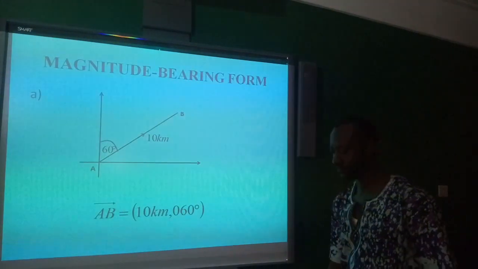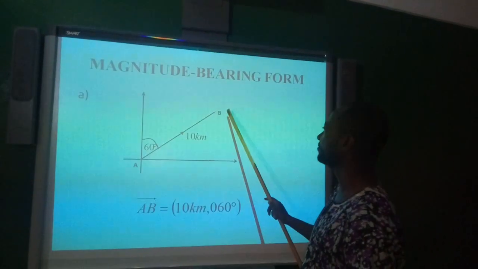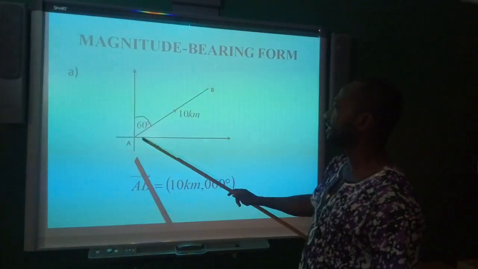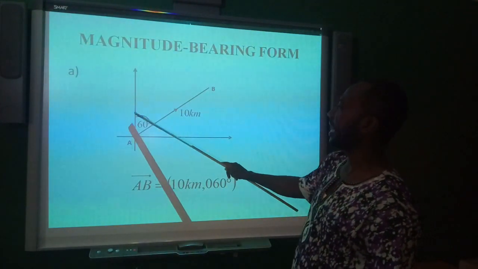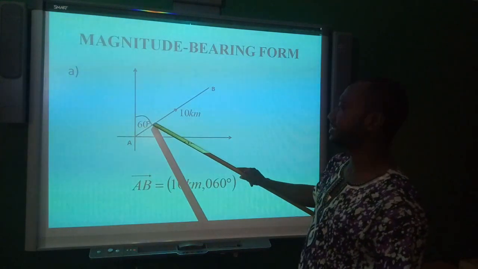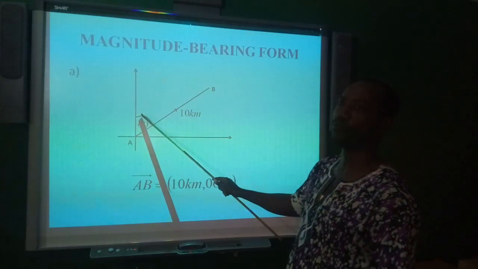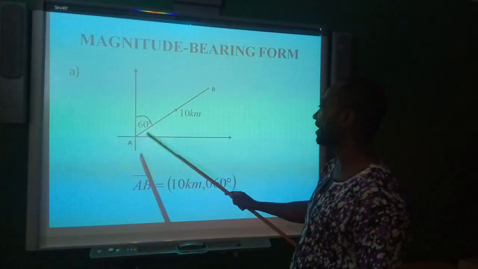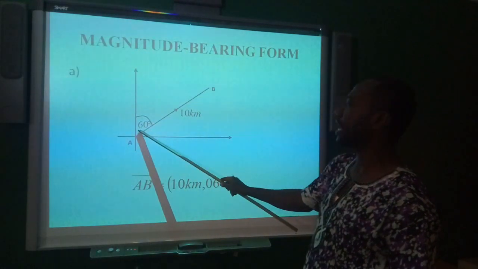Let's start with magnitude-bearing vector. You look at the diagram. There is a vector AB. Then there is a magnitude of 10 kilometers. And then there's an angle. This angle is the direction, written in bearing form.